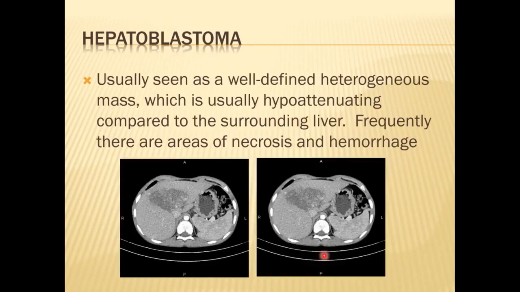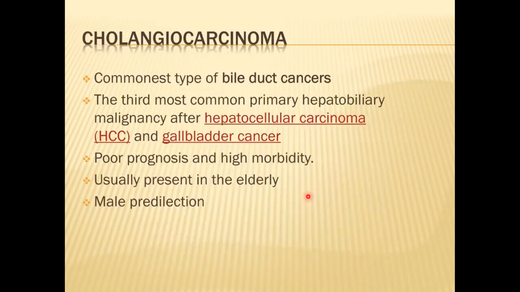Hepatoblastoma is usually seen as a well-defined heterogeneous mass, which is usually hypoattenuating compared to the surrounding liver, and frequently shows areas of necrosis and hemorrhage. We can see a well-defined heterogeneous lesion, which shows internal areas of hemorrhage and heterogeneous enhancement.